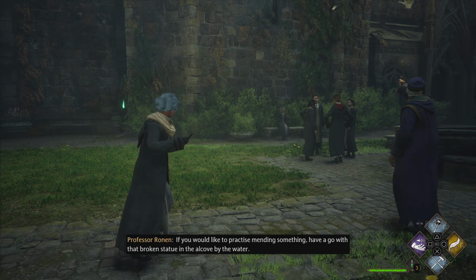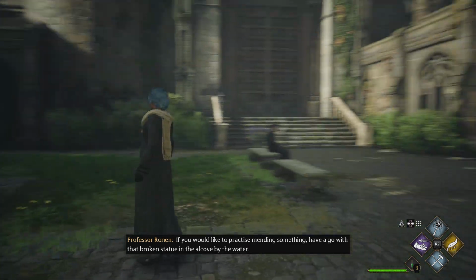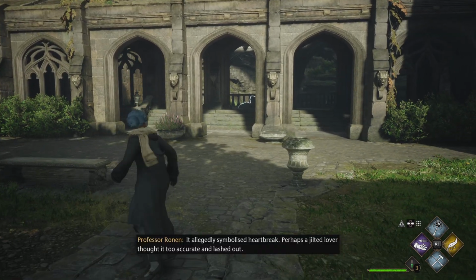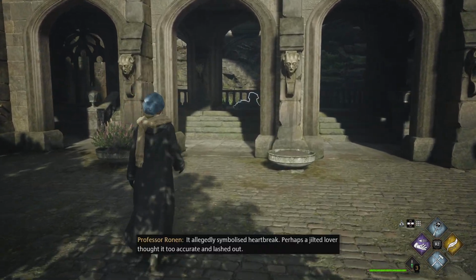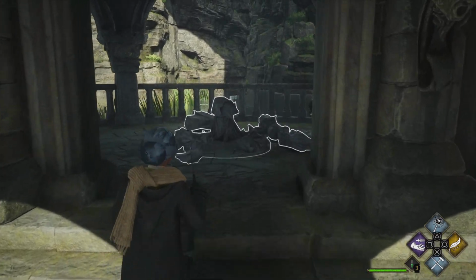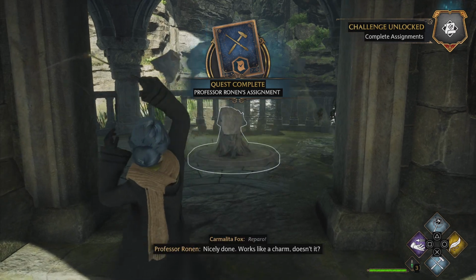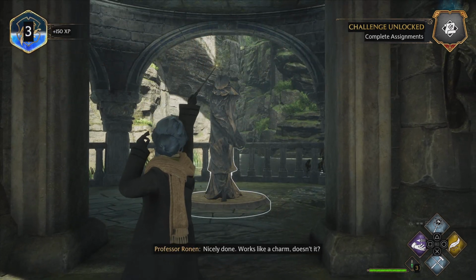If you would like to practice mending something, have a go with that broken statue in the alcove by the water. It allegedly symbolized heartbreak. Perhaps a jilted lover thought it too accurate and lashed out. Reparo. Nicely done. Works like a charm, doesn't it?